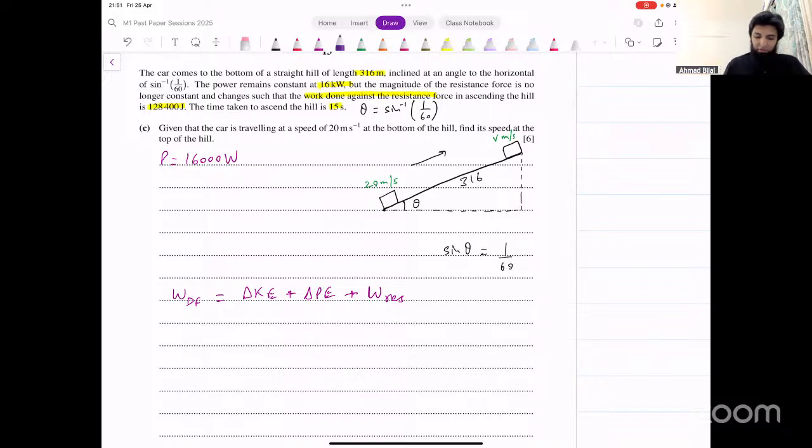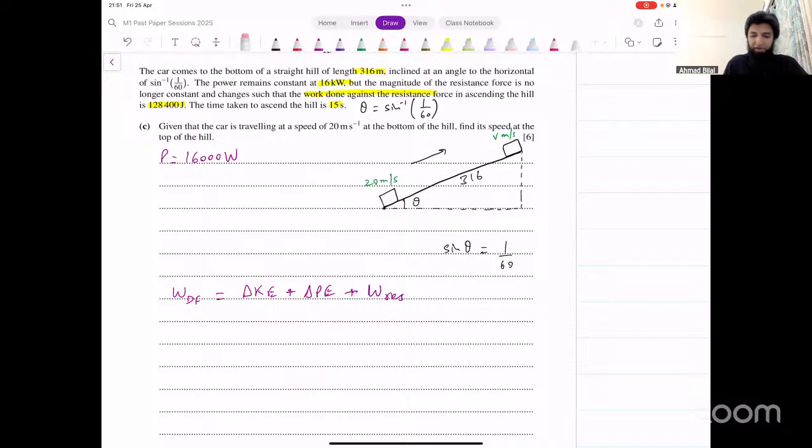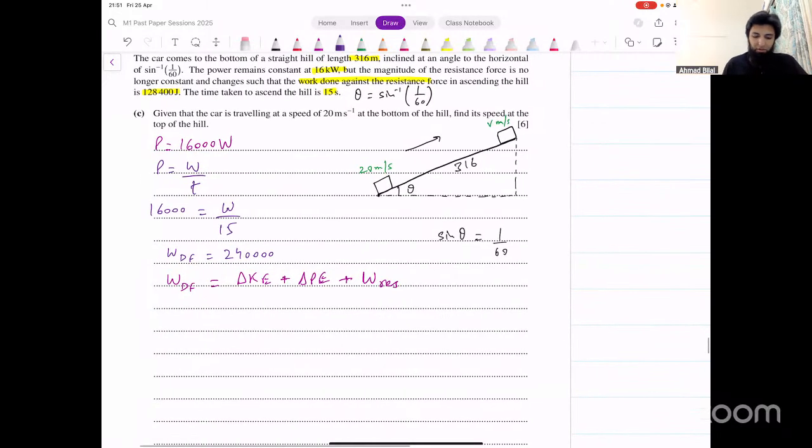Okay. Now, power is this. This is 16,000 watt. We know the time taken. Do we have a power formula that has time? Power equals work done over time. What we can do is find the work done by the driving force using that. Power is 16,000. Work done over time, that's 15. That will give you the work done by the driving force. What does that turn out to be? That's 240,000. That's the work done by the driving force.